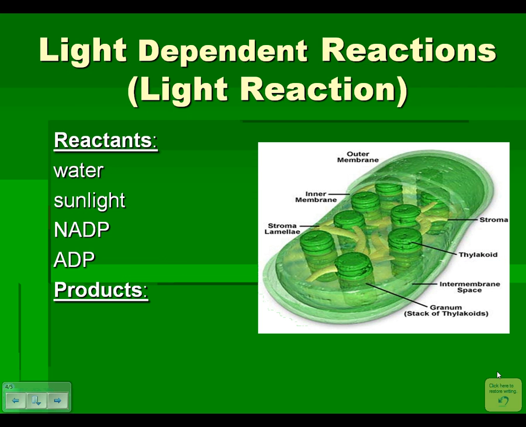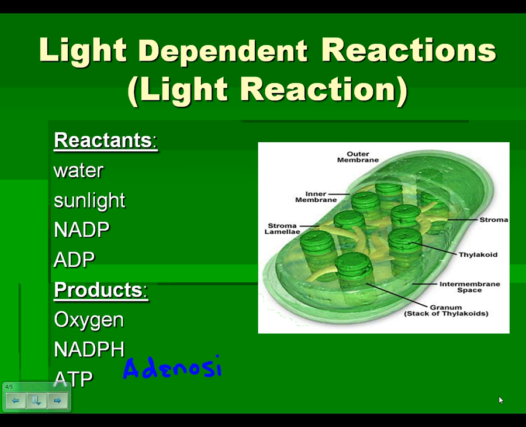Now, what are our products? We have oxygen, NADPH, and ATP. ATP stands for adenosine triphosphate. And this ATP has lots of energy. So the energy from ATP is going to be used later.